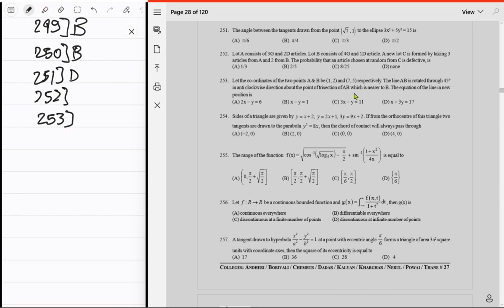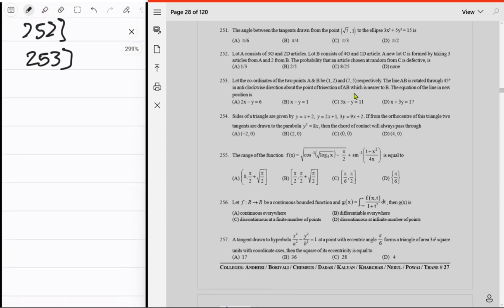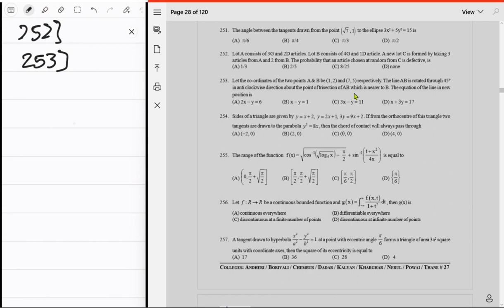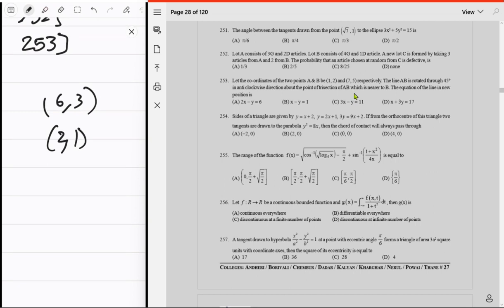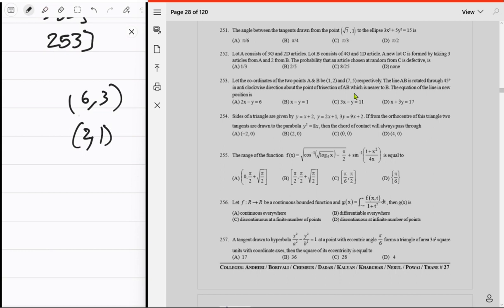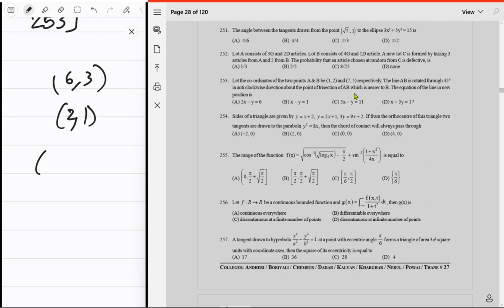The equation of the line in the new position is... तो वो जो vector है वो कितना है? This is like from A to B. That vector is just (6, 3), I guess. Yeah, reduce karo, just (2, 1), and then rotate about 45 degrees, right? So like, 45 degrees is 1 upon square root of 2 and then like (1 plus iota). So this becomes what? 2 minus 1, which is just 1, and then I guess 2 plus 1, which is 3. So yes, this is the vector for that guy.